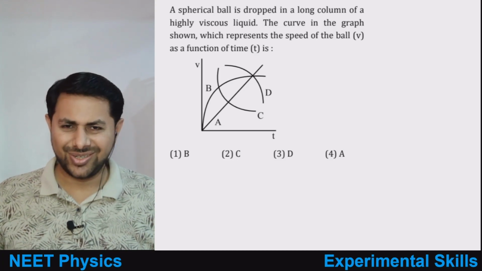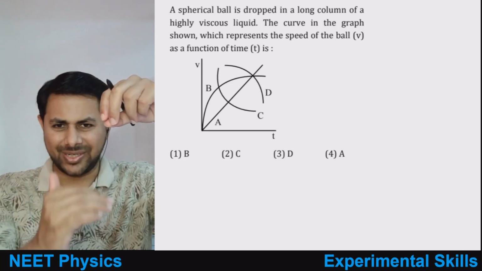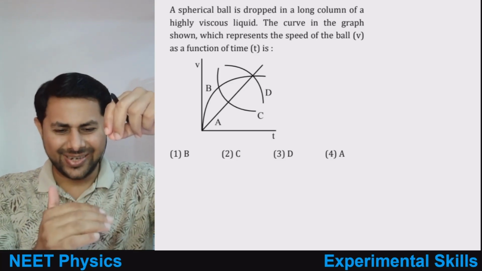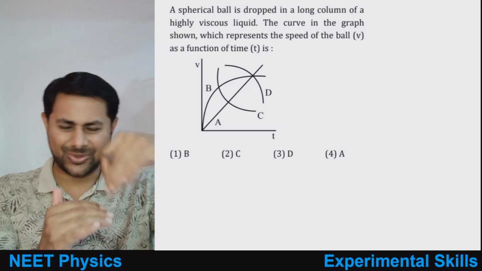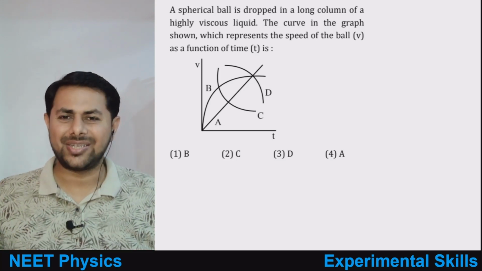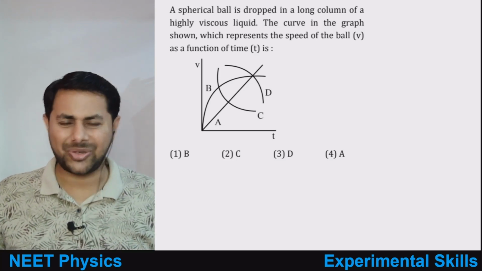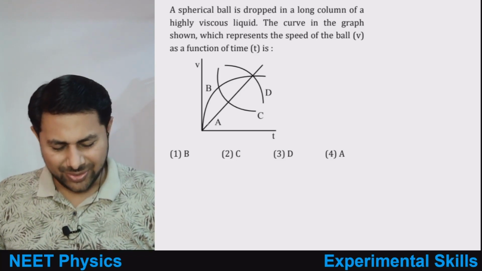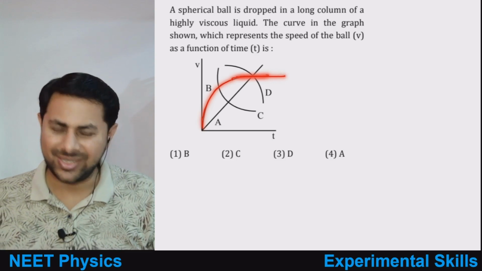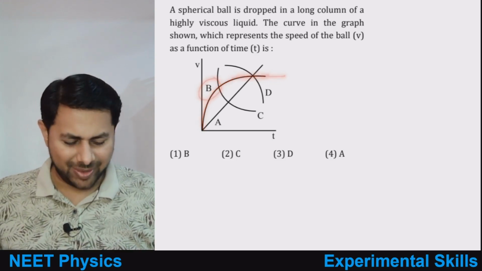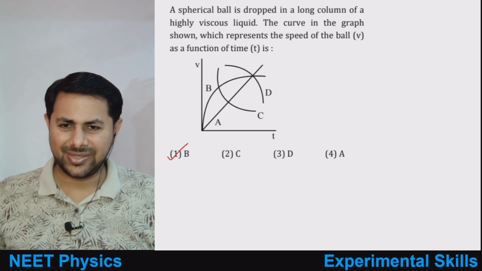Simple, right? Initially, when you drop the ball, its velocity will go on increasing. Then it will reach terminal velocity when total upward force and total downward force are balanced, and from that point onwards, it moves with a constant velocity or constant speed. So initially the velocity goes on increasing, then at some point it becomes constant. So it is graph B. Okay, so that's the answer. Is this one clear? Tell me.